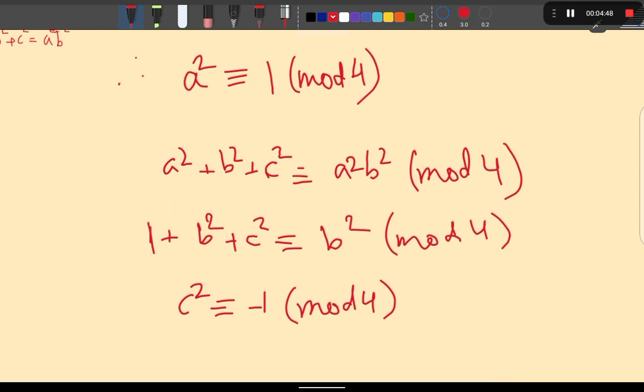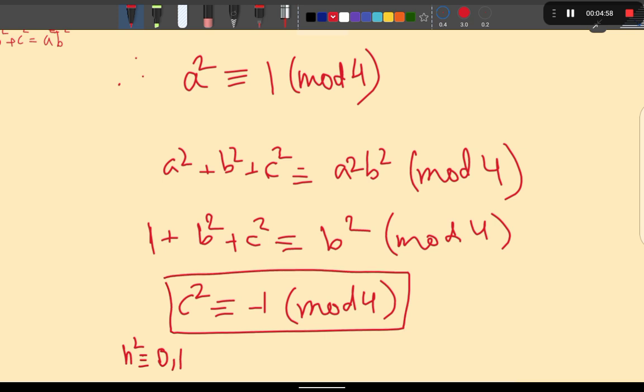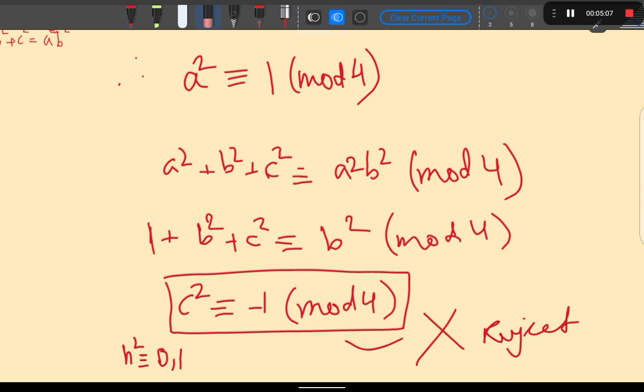So this was what we got, but we know any square is congruent to 0 or 1 mod 4. But since we got c square congruent to minus 1 mod 4, this is rejected, and this is not used as a solution.